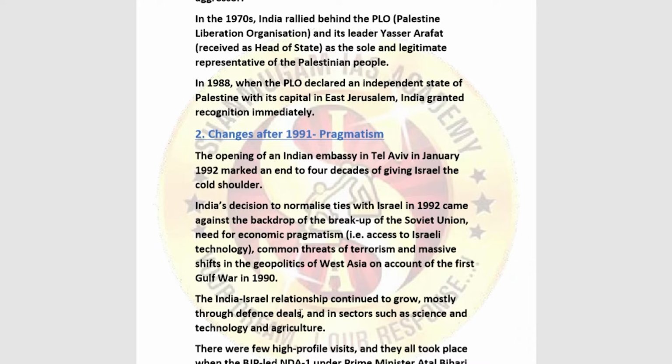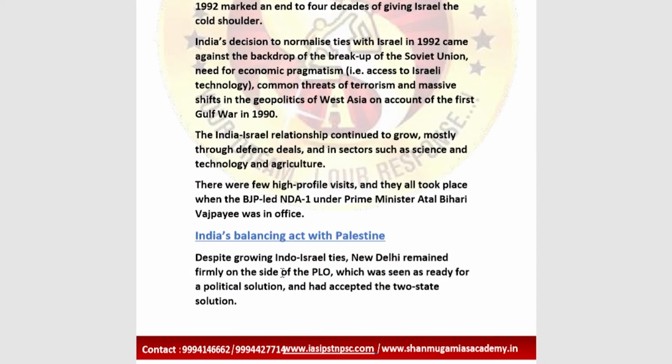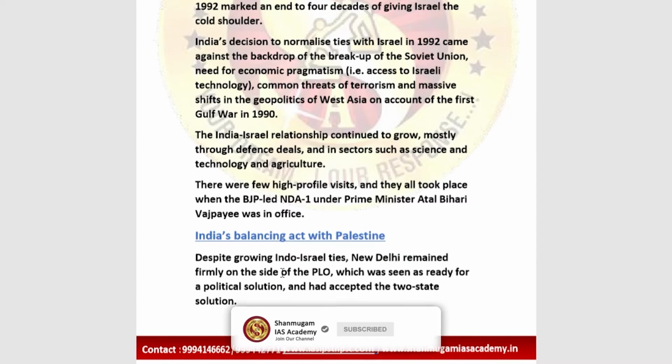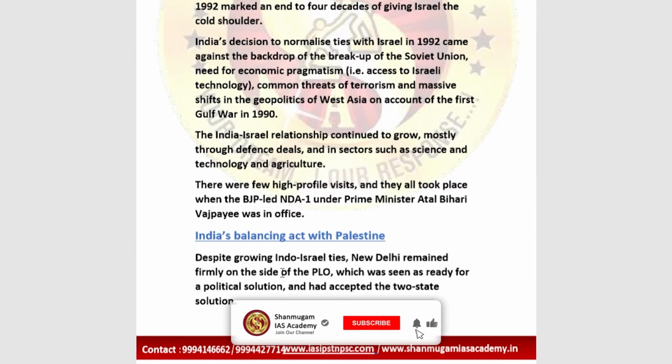But what were the changes that happened after 1991? The opening of the Indian embassy in Tel Aviv in January 1992. Tel Aviv is in Israel, and this marked an end to four decades of giving Israel the cold shoulder. From this year onwards, India has been slightly sliding towards Israel too. India's decision to normalize ties with Israel in 1992 came against the backdrop of the breakup of the Soviet Union. We all know that in 1991 the Soviet Union broke down. So this is also one of the reasons.